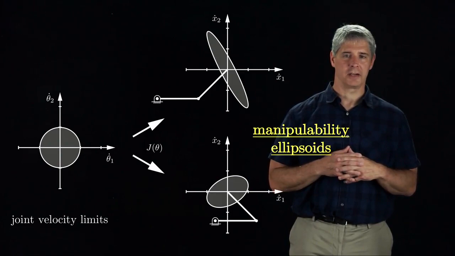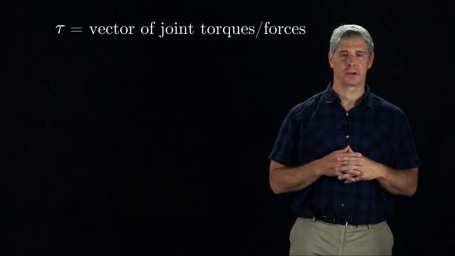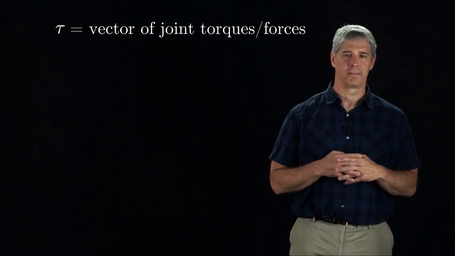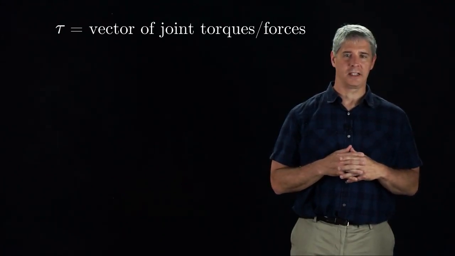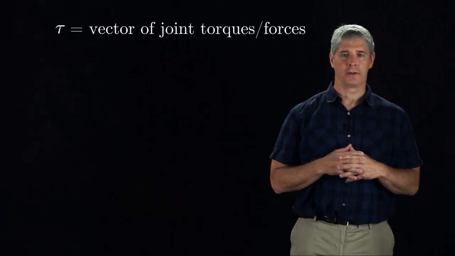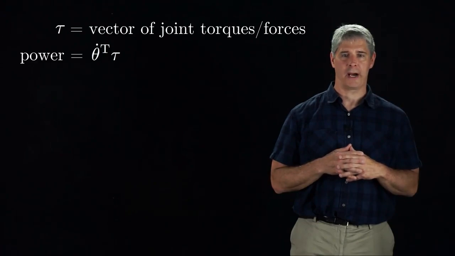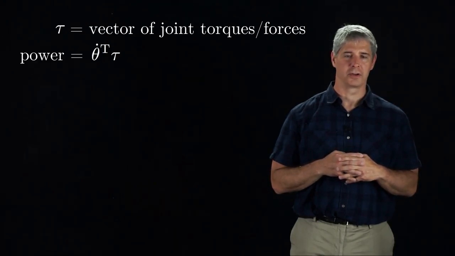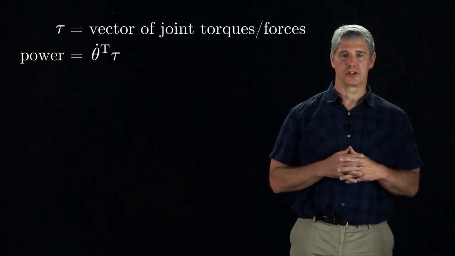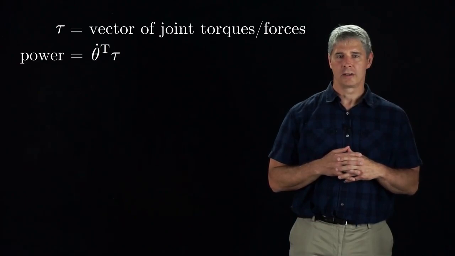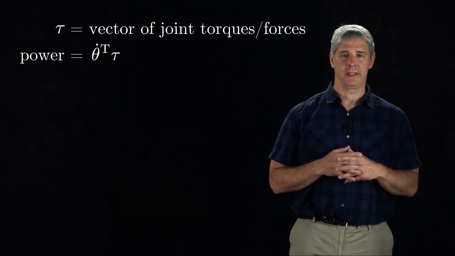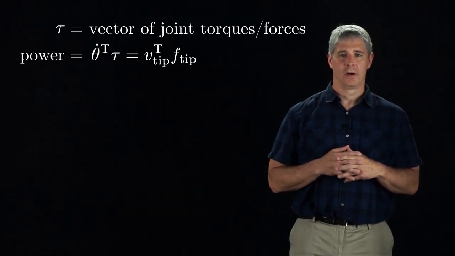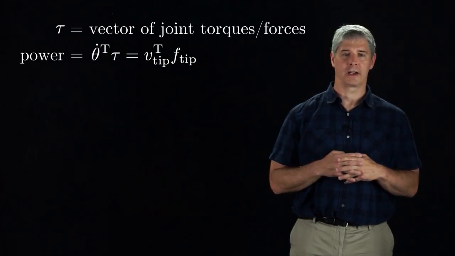To find this relationship, let tau be the vector of joint torques and forces generated by motors at revolute and prismatic joints, respectively. From physics, we know that velocity times force is power, and the equivalent for a robot arm is theta dot transpose times tau, which is equal to the power produced or consumed by the robot's motors. The robot's velocity and joint torques could instead be expressed in terms of a velocity and force at the tip, so the power can be written equivalently as v tip transpose times f tip, where f tip is the force applied by the end effector.